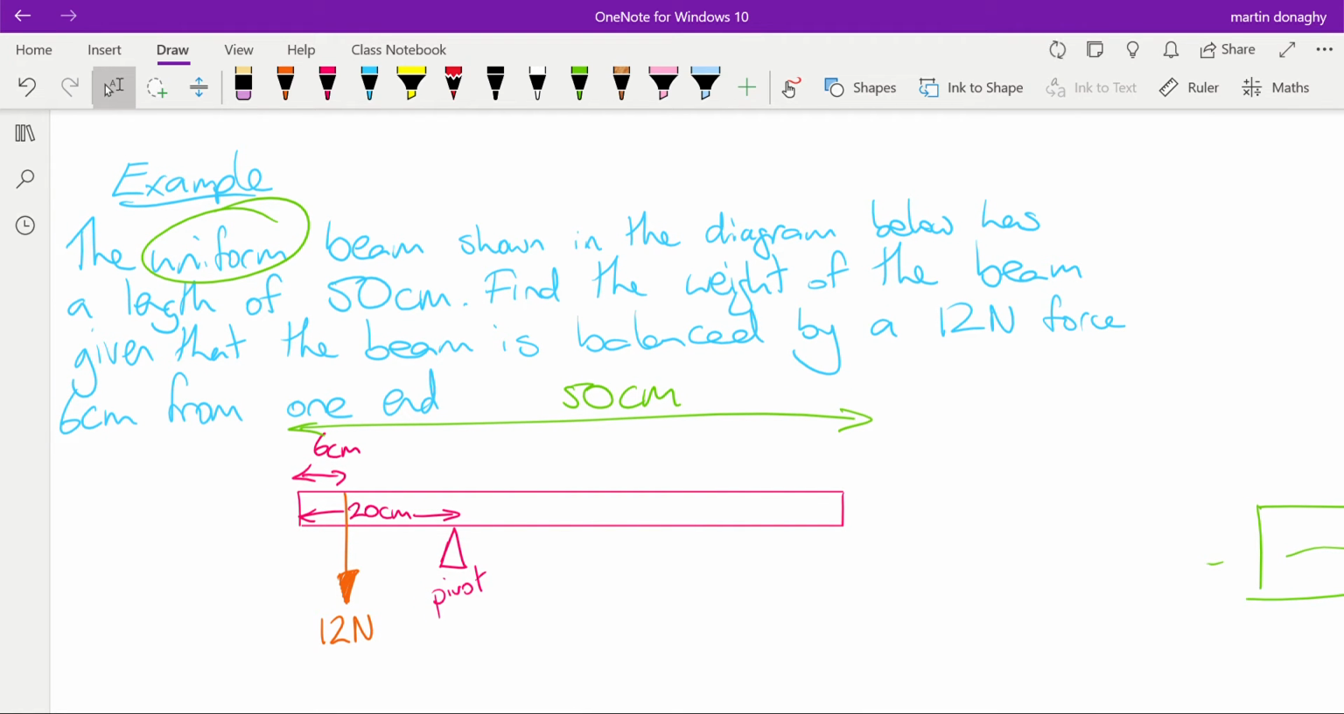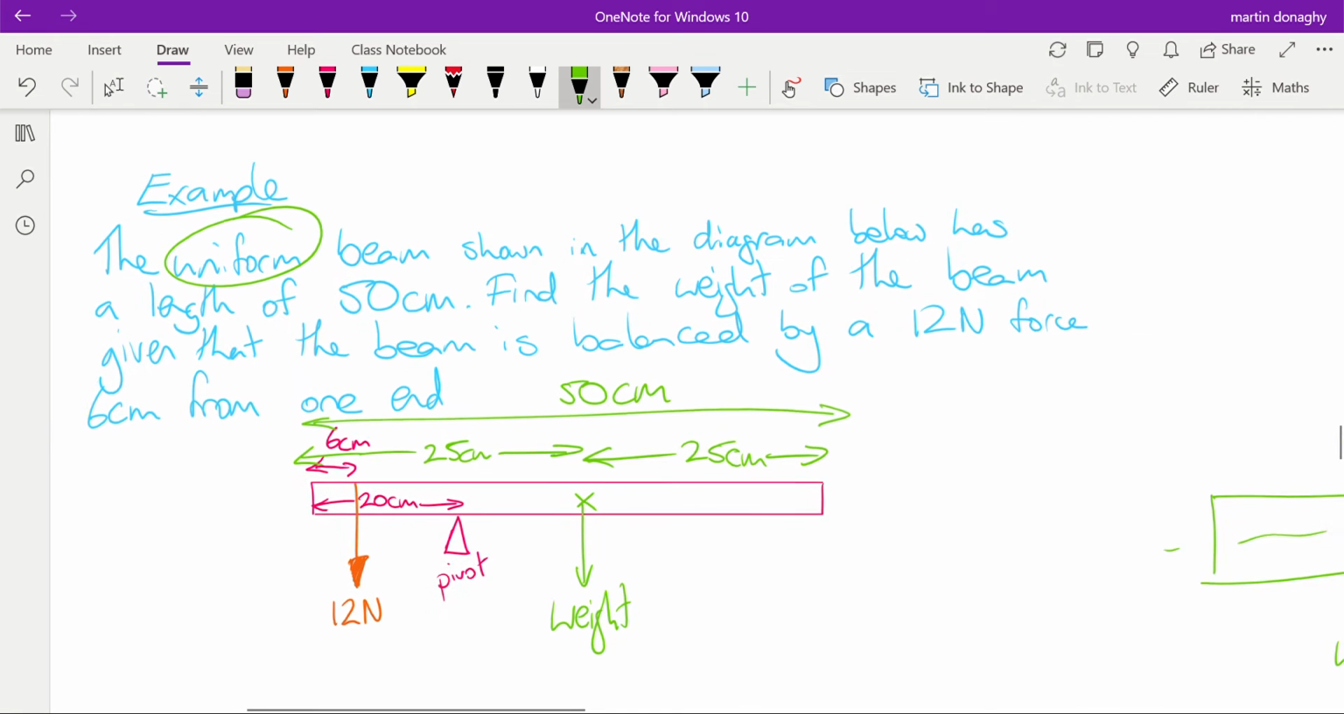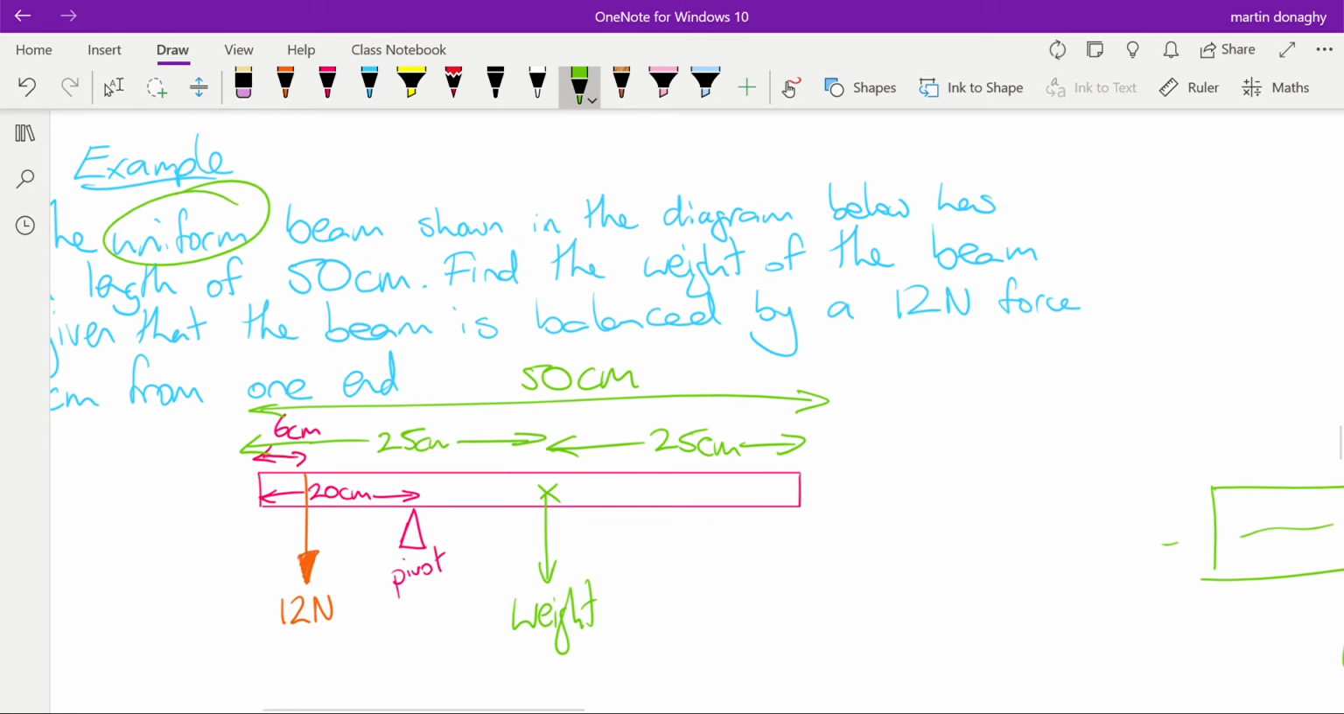is usually the first thing you have to do, is I can tell that halfway along that object is where the weight acts. Now, by halfway along the object, well, if it's 50 centimeters long in total, that means that is 25 centimeters from either end. Okay, once we've done that, that's us ready to start this question, really.